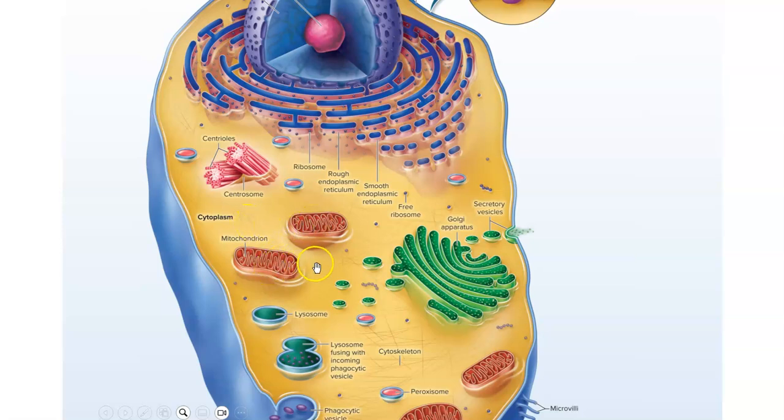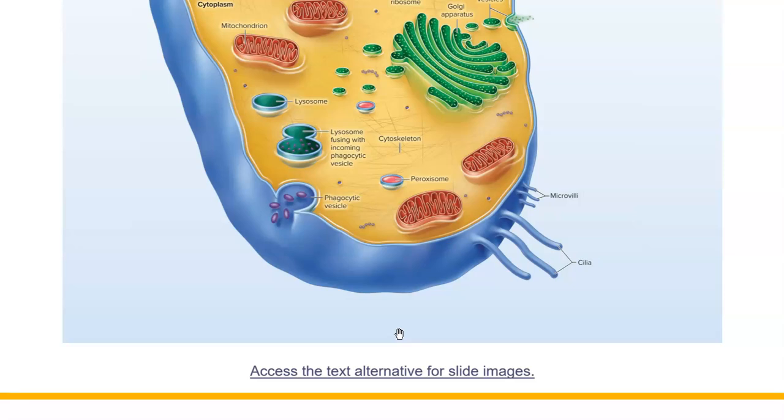The mitochondria is where glucose is broken down and ATP is produced, ATP energy. The Golgi apparatus takes the products from the ER and modifies them and packages them into vesicles, sends them outside the cell or sends them somewhere inside the cell. Lysosomes digest. Peroxisomes also digest, but they specifically break down fatty acids.